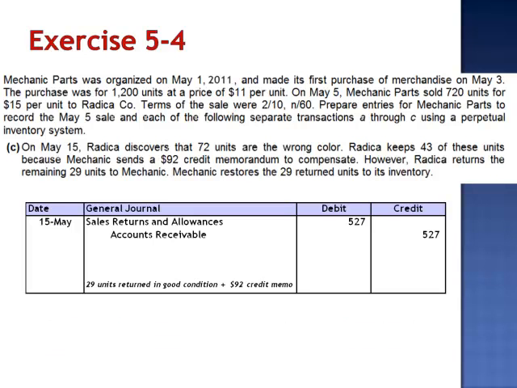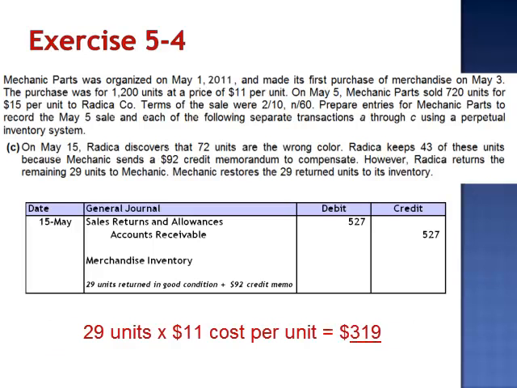29 of the units were restored in good condition. We debit merchandise inventory for the cost of 29 units at $11 per unit, $319, and credit cost of goods sold for $319.